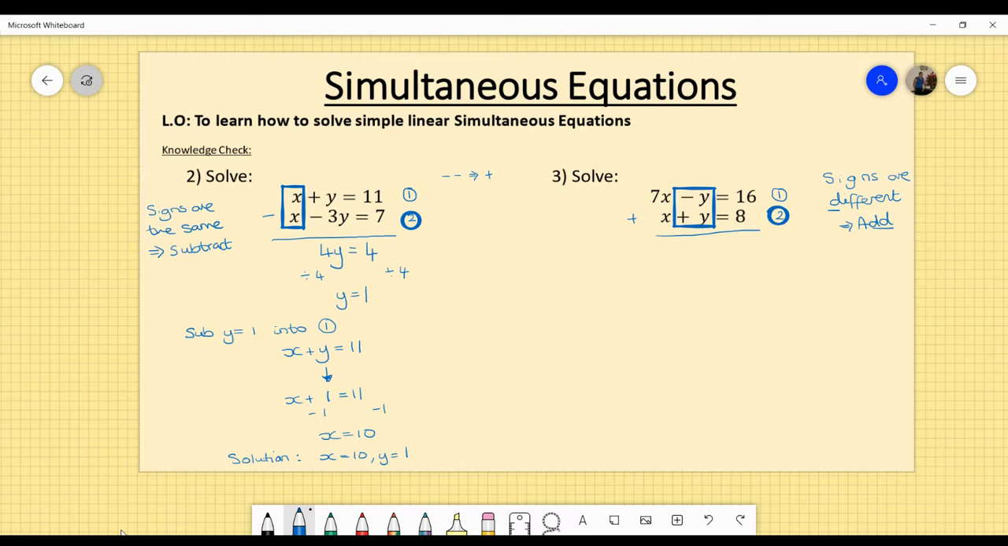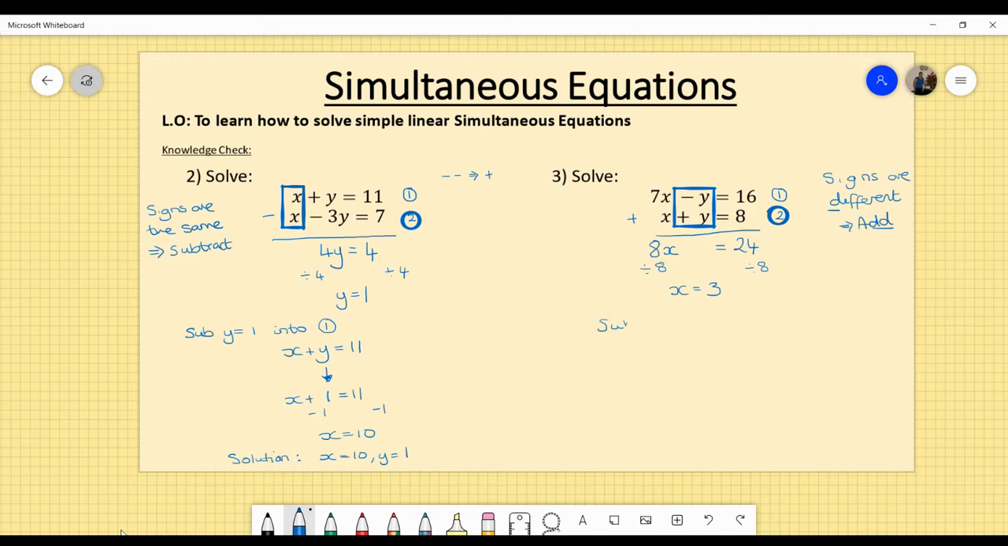Right, if we have a look then at these two, so I've now got 7x add x, that's going to give me 8x, minus y add y, that's going to give me 0, which is what I wanted. It's eliminated the y's. And then 16 add 8 gives me 24. So 8x is equal to 24. I now need to solve it this time to find x. It doesn't matter which one we're finding because we'll find them both at the end. And therefore x is equal to 3.